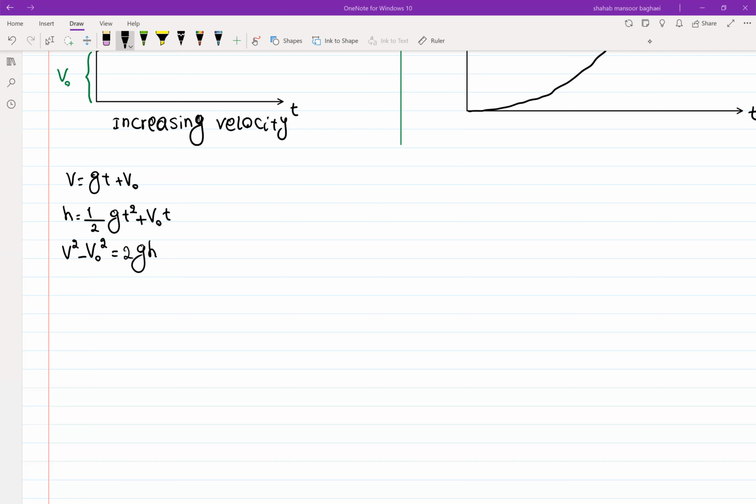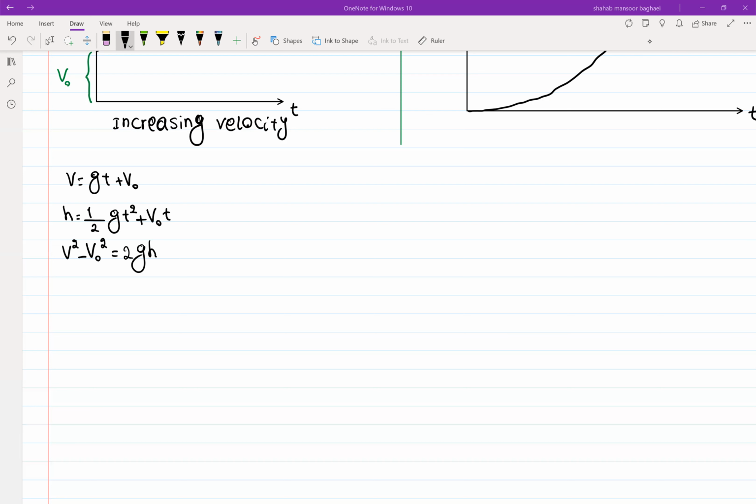Based on these equations, you can predict the height traveled by your falling object, or velocity, or, for example, the estimated time for traveling a specific height. It's possible to predict these values. But right now, I want to talk about something different.